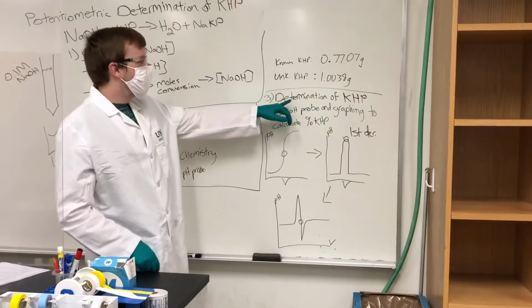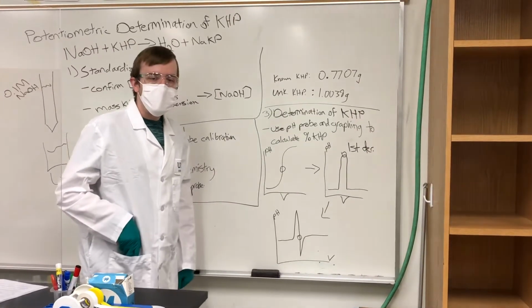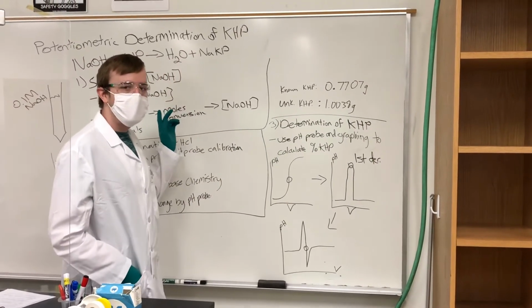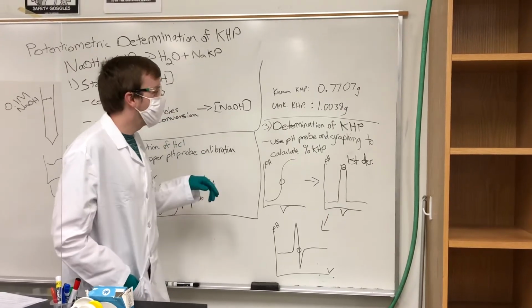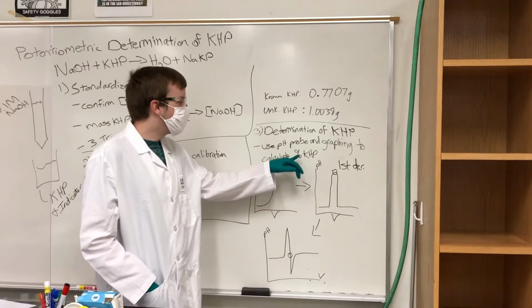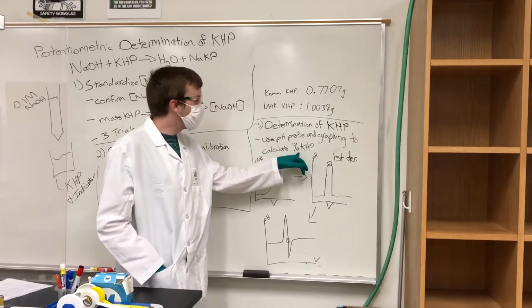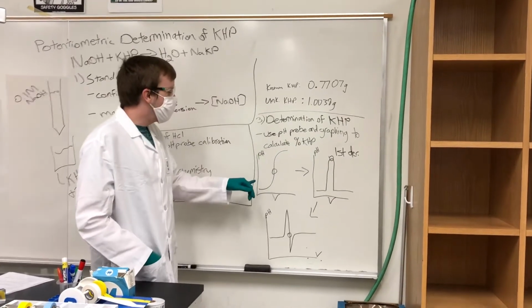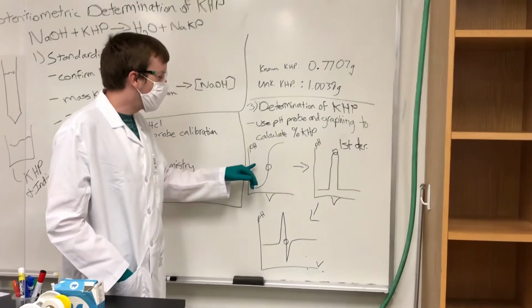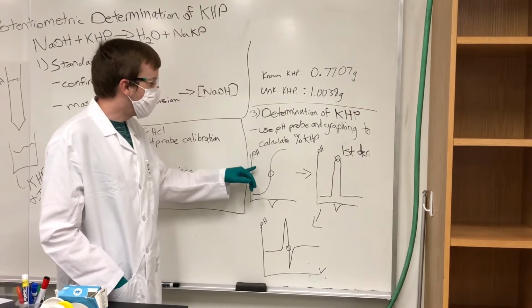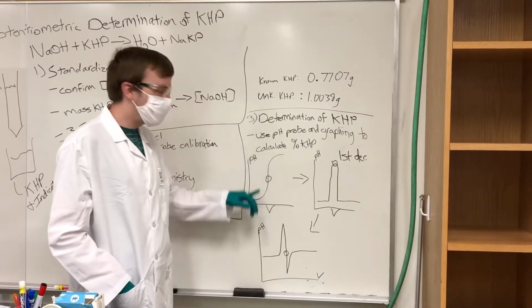We're going to be determining the percent KHP in the unknown. We did the standardization already with the pure KHP. Now we're going to be confirming the percent KHP of an unknown percentage. We're going to be using the pH probe to track the change in pH over volume.